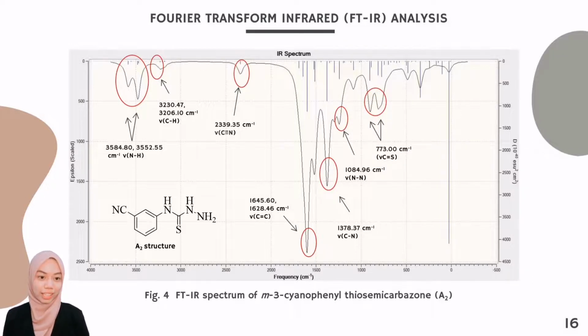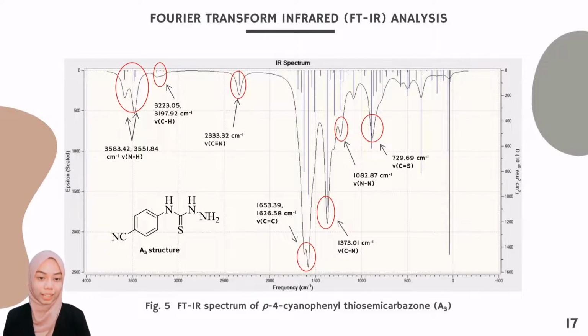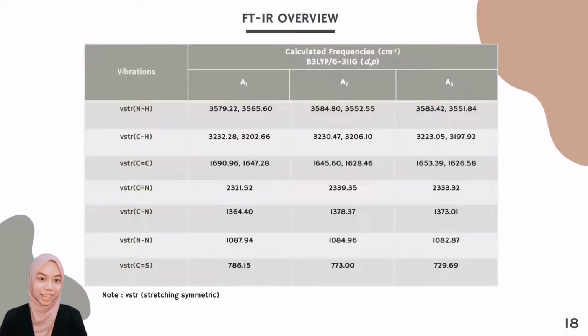Lastly, for C=S, the present study assigns the bands at 786, 744, and 729 in the FTIR to the C=S stretching vibrations for A1, A2, and A3 isomers. Here is the FTIR overview for A1, A2, and A3 isomers.